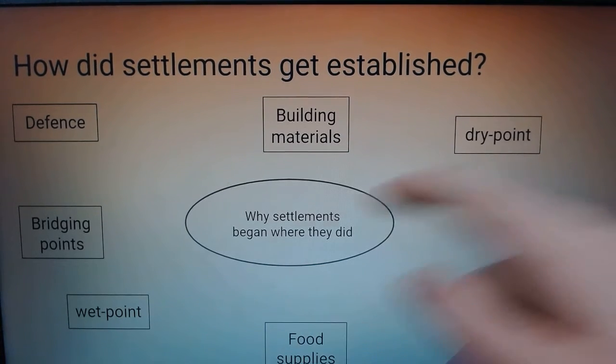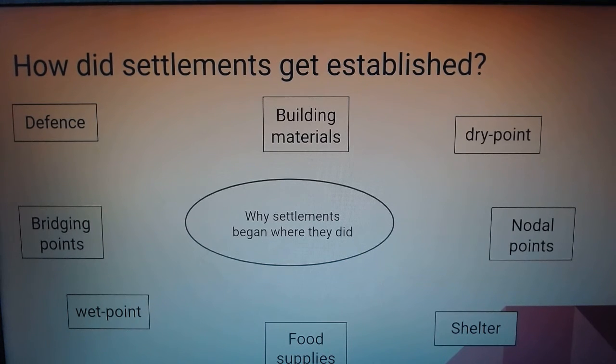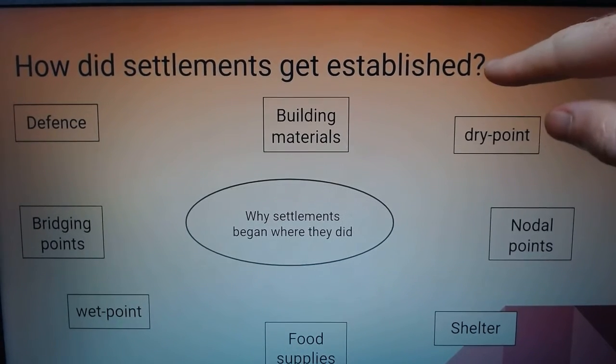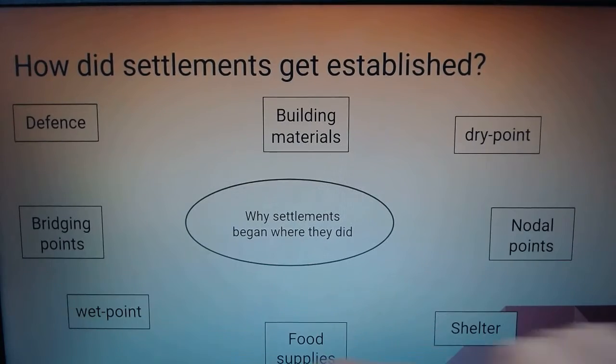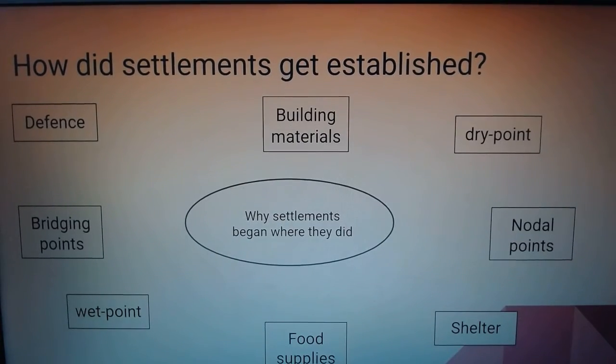There's also the opposite. Some people wanted a dry point. You don't want to live in a swamp or a marshland. It's impossible to build on. So you have to find a balance between these two. Nodal points, we'll look at what that means in a couple of minutes. And shelter. So what you can do is, under where you've done your site and situation keywords, you can put this as a subtitle and just list these 6 or 8 different factors. You can just list those down.